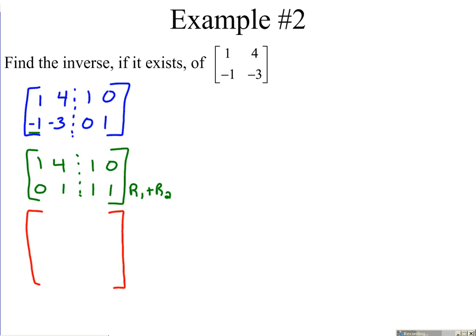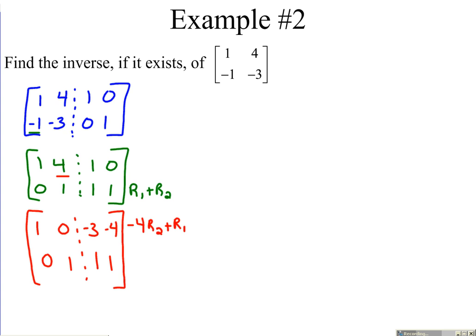Next, we need a 1 in row 2, column 2. That's already been done. Zeros in the rest of that column. So I need to get a 0 up here. I need to multiply row 2 by -4 and add it to row 1. When I do that, I get 0 plus 1, -4 plus 4, -4 plus 1, -4 plus 0. Bottom row, 0, 1, 1, 1.